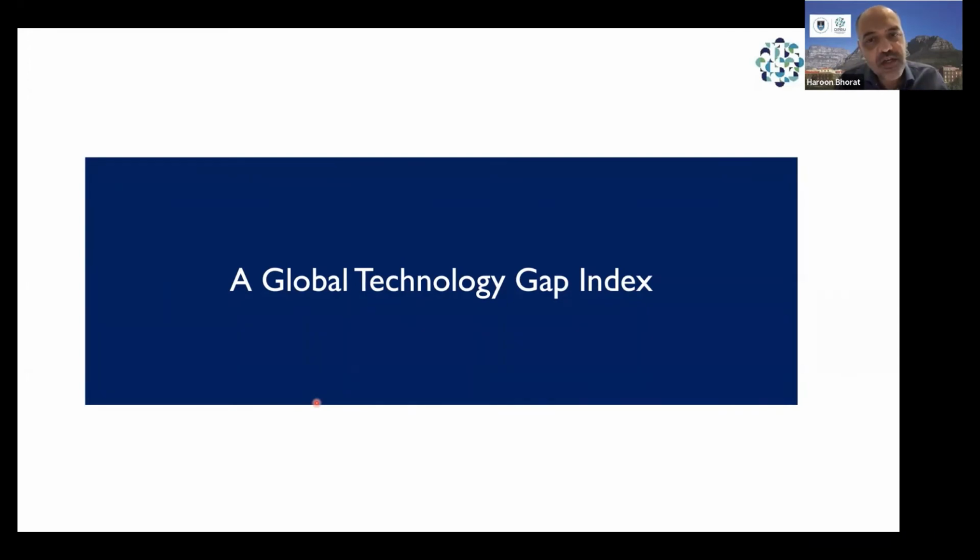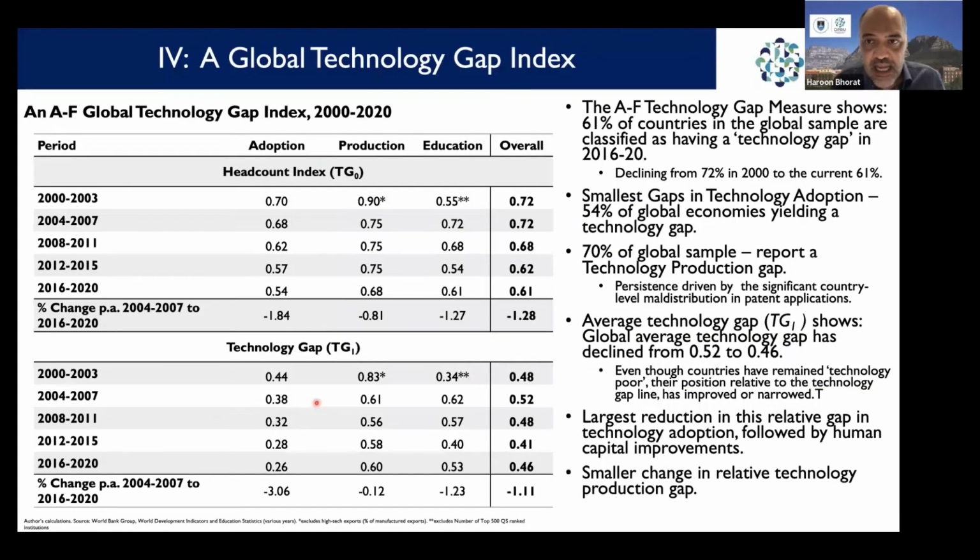And we ask the question, has technology vulnerability or the technology gap in the world economy changed? And in essence, I want you to just land on this number here, just so you can see your way around this notion of the global technology gap index, right? It shows that 61% of countries in the global sample, so that's most countries in the world, are classified as having a technology gap. So they are below what we define as a technology vulnerability line, if you want. But note that that technology gap has declined. So when I put together adoption, production, education into one index, can I get a single measure? Yes, I can. 61. So that's a large number, right?